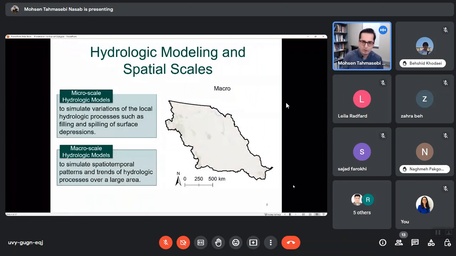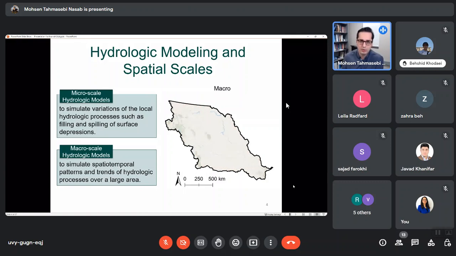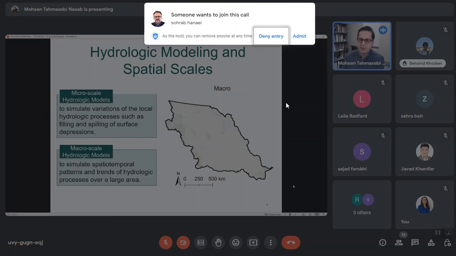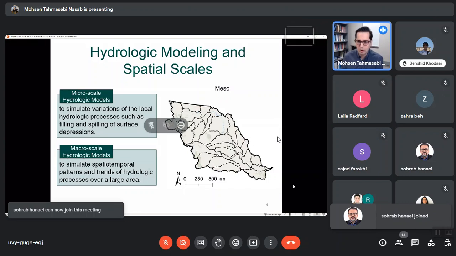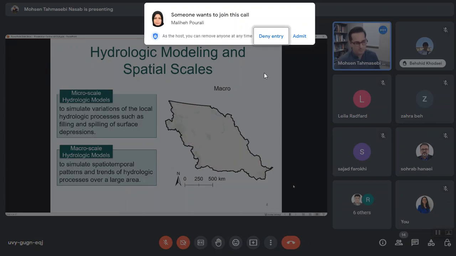Okay. So let's talk about the spatial scales of different hydrologic models. So when we are talking about micro-scale hydrologic models, we are talking about small details that need to be considered when we are simulating the flow of water. Those small details, for example, if you are modeling a farmland, you care about different directions that water infiltrates into the soil. But if you are modeling a very, very large basin, such as Missouri River Basin, you don't care about those details. You care about trends and patterns that water follows. So this is something to consider. This is the difference between different scales of hydrologic modeling.